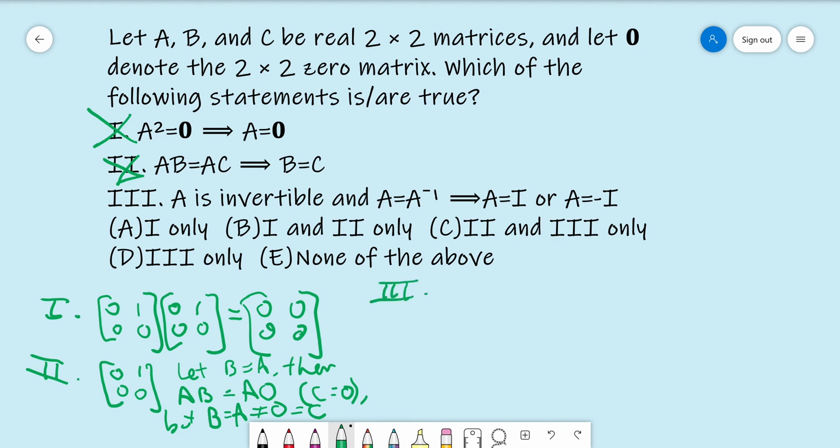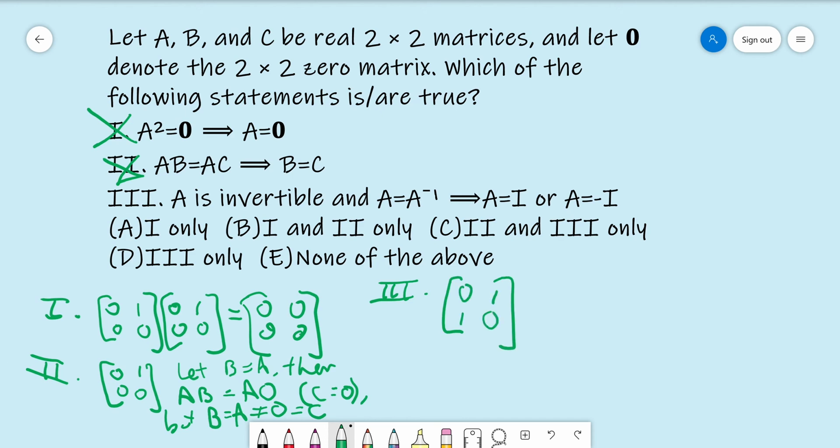And for the third statement, A is invertible and A equals A inverse implies A equals the identity matrix, or A equals the negative of the identity matrix. Well, this one actually seems like it might be true, because yeah, I mean, the identity matrix is its own inverse, and the negative of the identity matrix is also its own inverse. So the converse is obviously true.